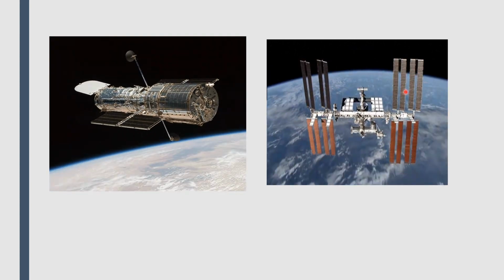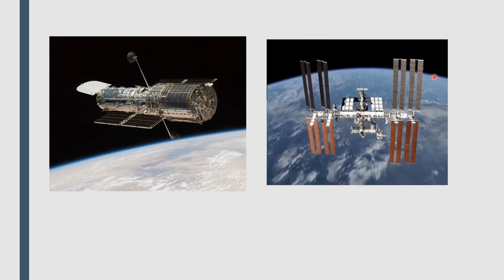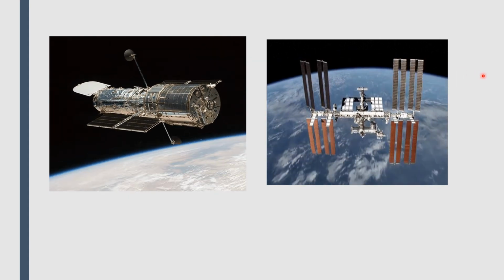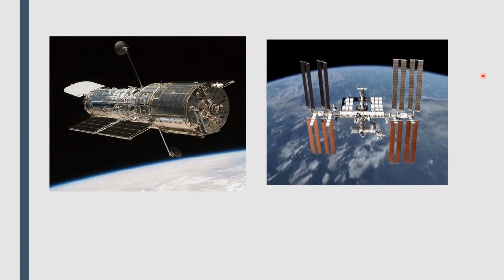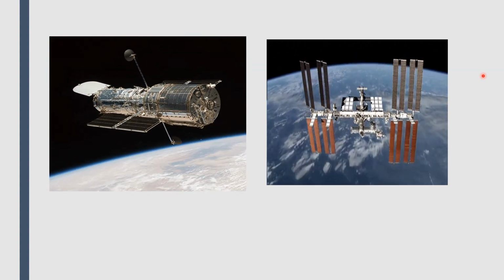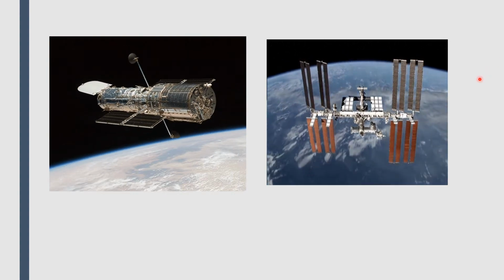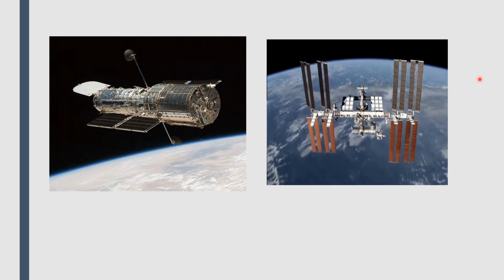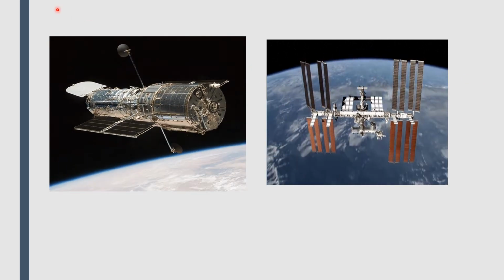This is the International Space Station. It is a low Earth orbit satellite. Its height varies between 320 kilometers and 400 kilometers above the Earth's surface. The International Space Station can be seen from the Earth's surface with the naked eye.